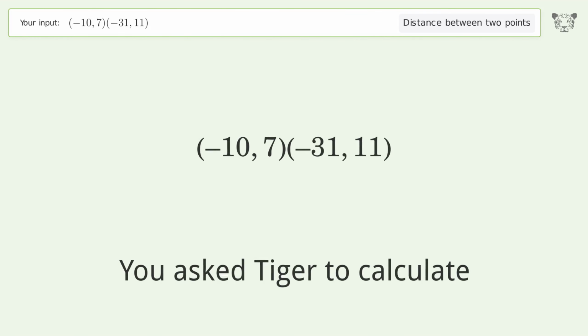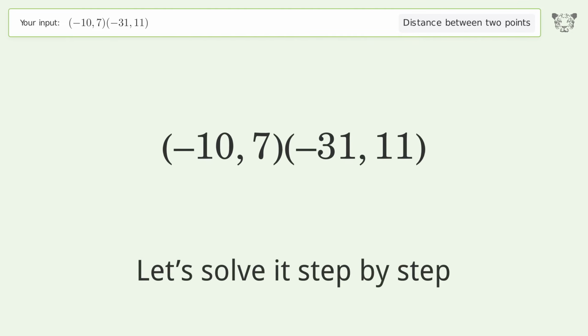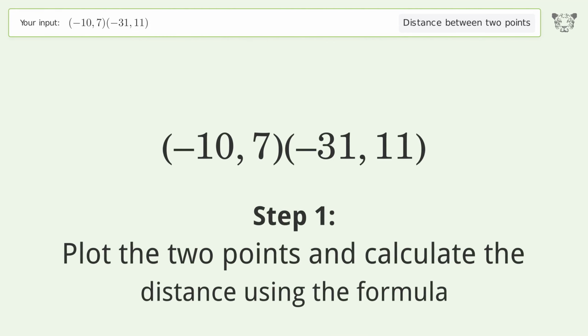You ask Tiger to calculate. This deals with the distance between 2 points. The distance between the 2 points is the square root of 457, or 21.378. Let's solve it step by step. Plot the 2 points and calculate the distance using the formula.